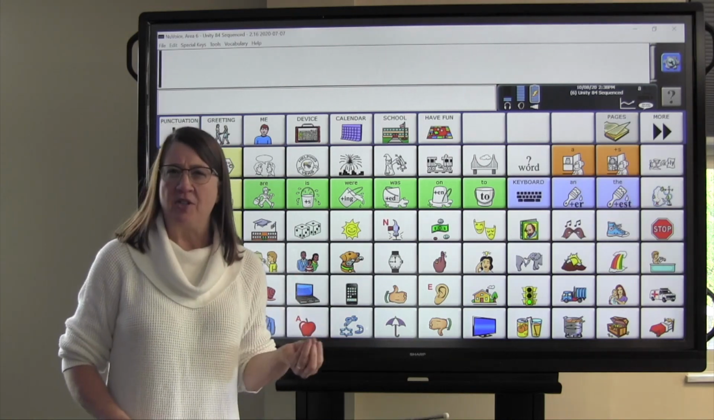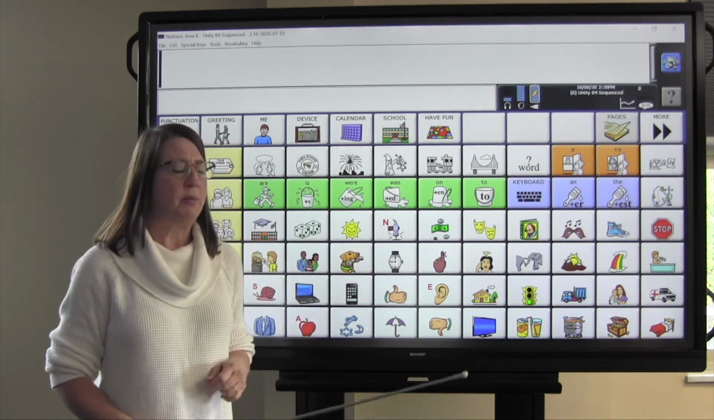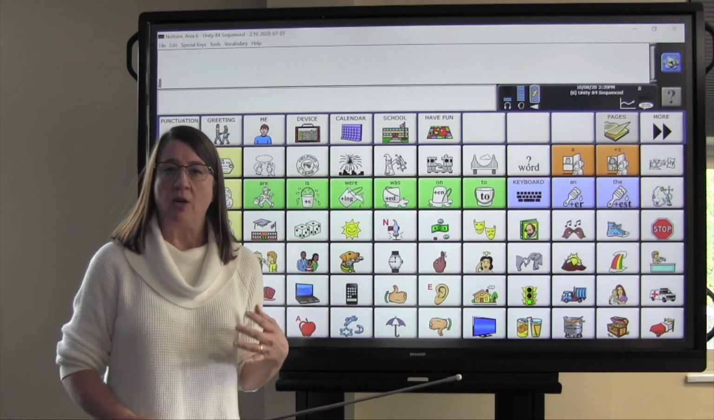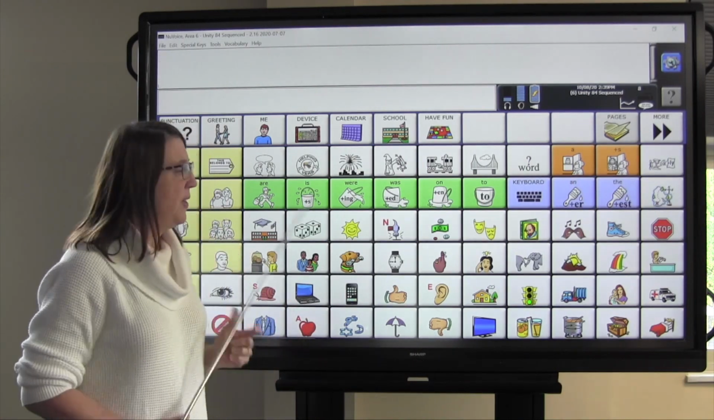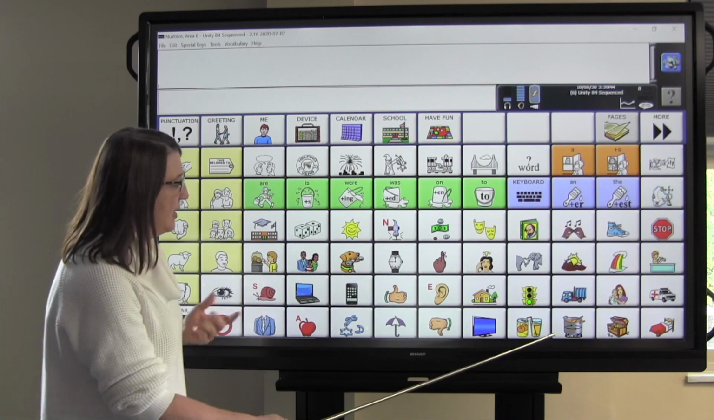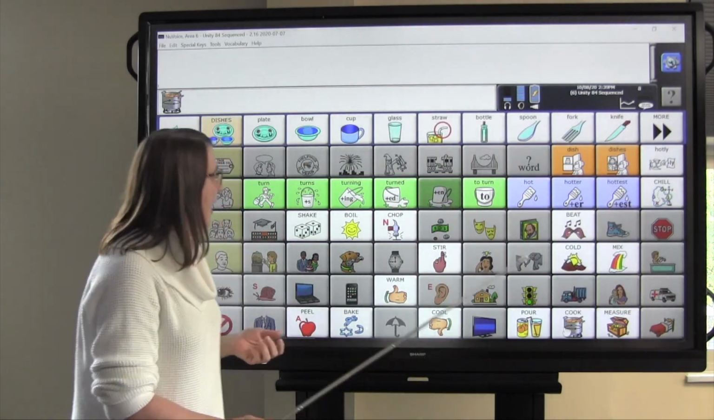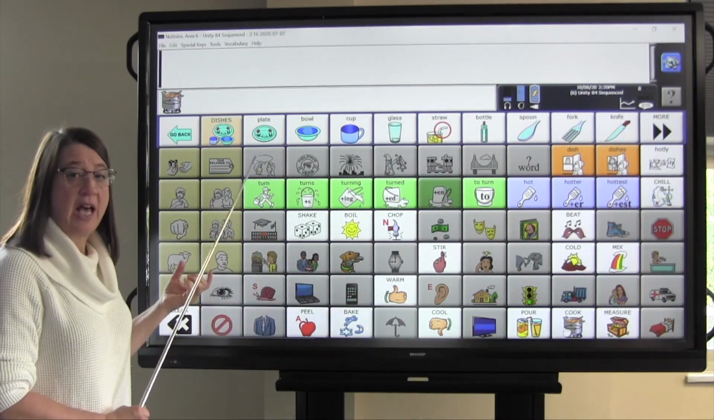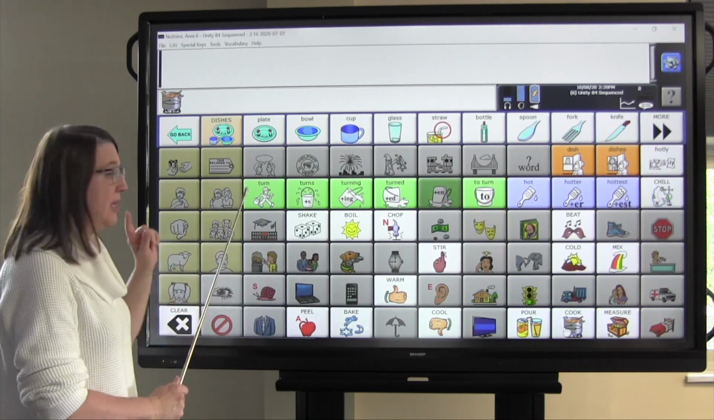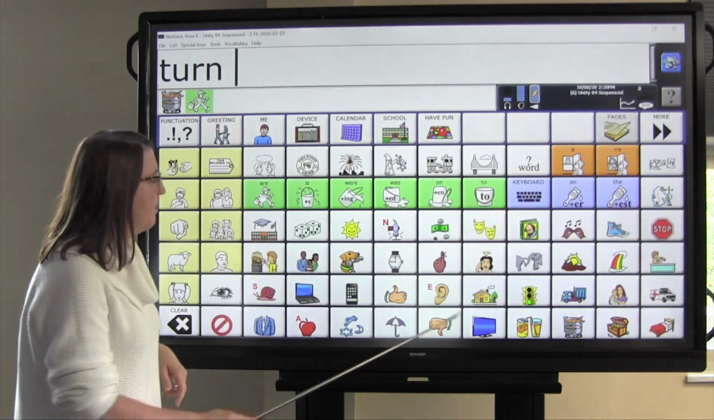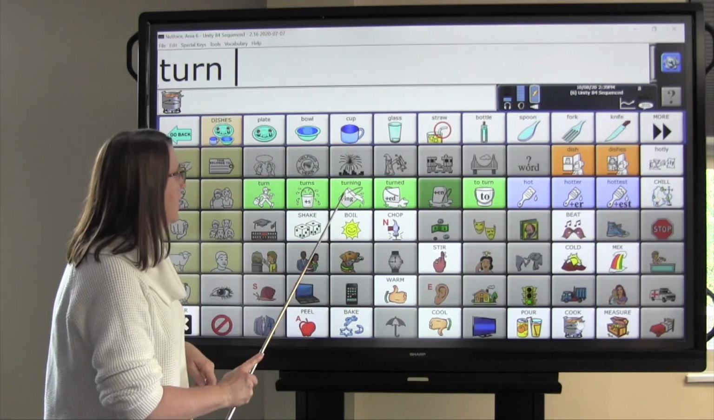So how do we manage the rest of those in a Minspeak system? We manage them through something called icon families. If I were to select an icon, let's say the kitchen, I could come up here and say turn, because that's the highest frequency word that's programmed, so it's icon plus verb. Turn. Or I could say turning.